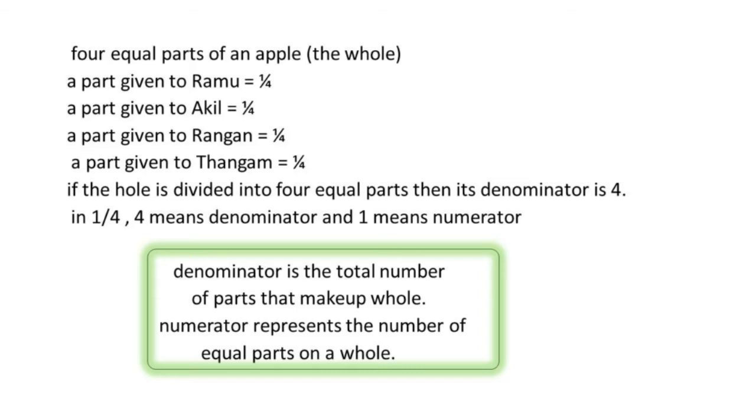If the whole is divided into 4 equal parts, then its denominator is 4. In 1 by 4, 4 is the denominator and 1 is the numerator because the one apple was divided into 4 equal parts. So we write 1 as the numerator and 4 as the denominator. Denominator is the total number of parts that make up the whole. Numerator represents the number of equal parts taken from the whole.